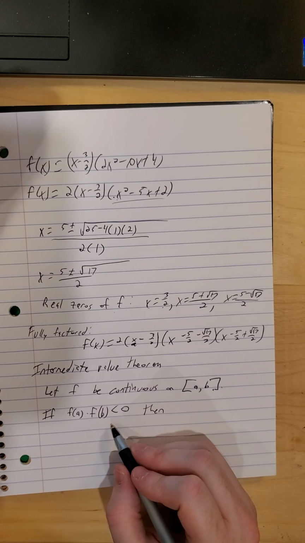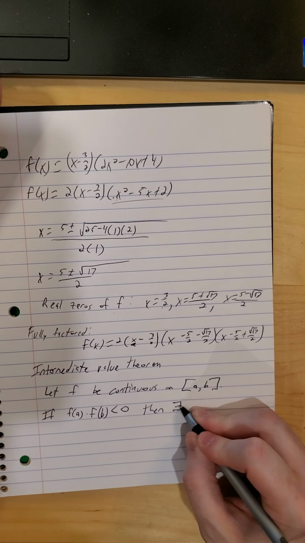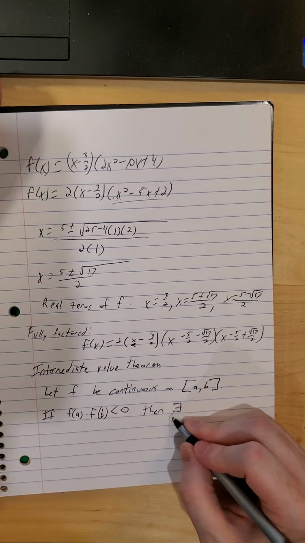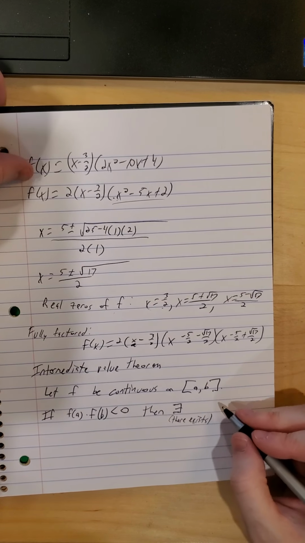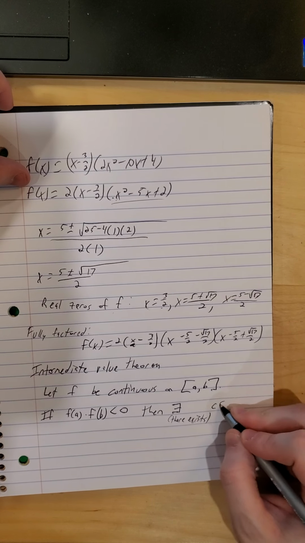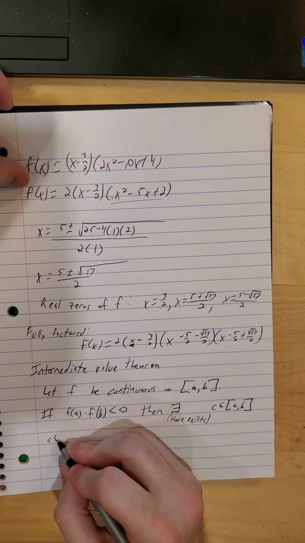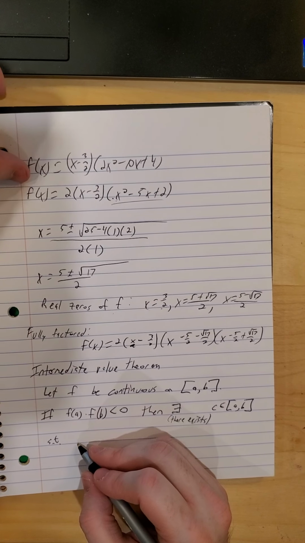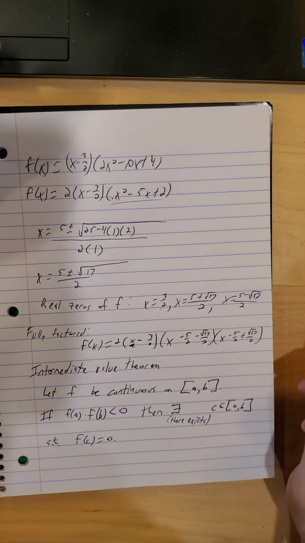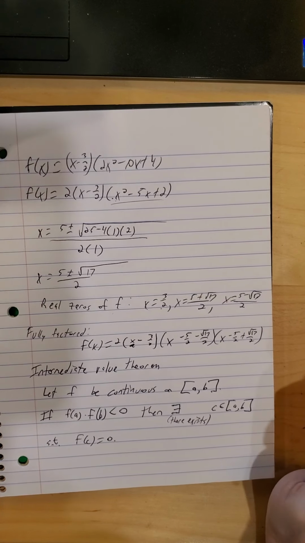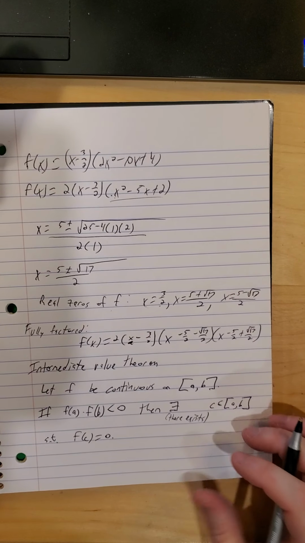If the product of f of a and f of b is less than 0, then, this backwards capital E stands for there exists, then there exists c on this closed interval [a, b] such that f of c is equal to 0. So it guarantees existence. It doesn't guarantee it's easy to find. It just guarantees that it does exist there somewhere.